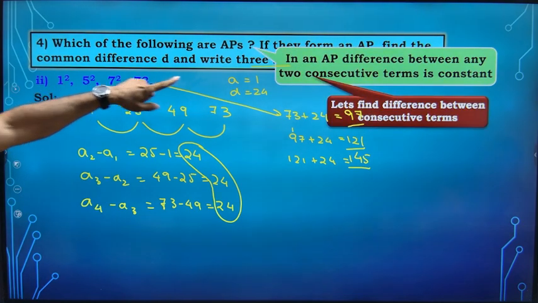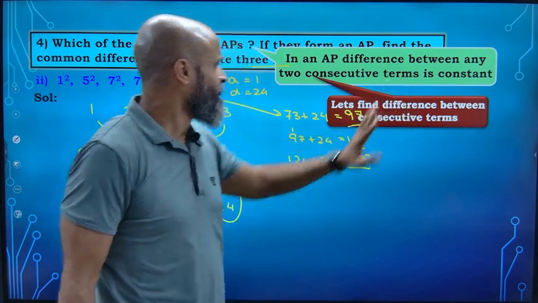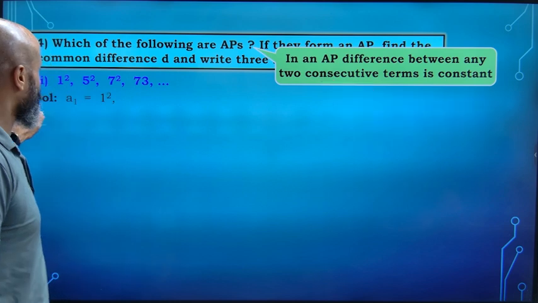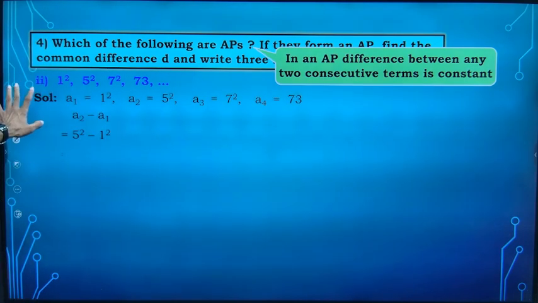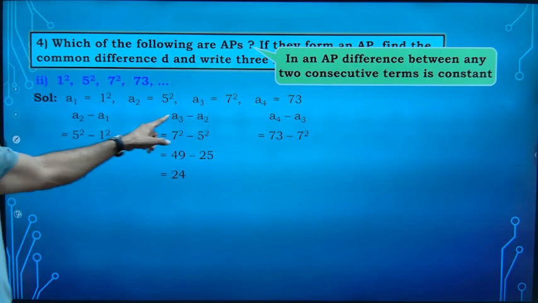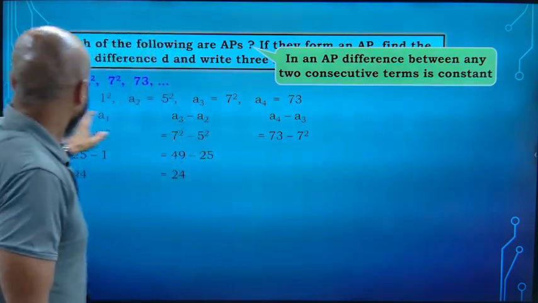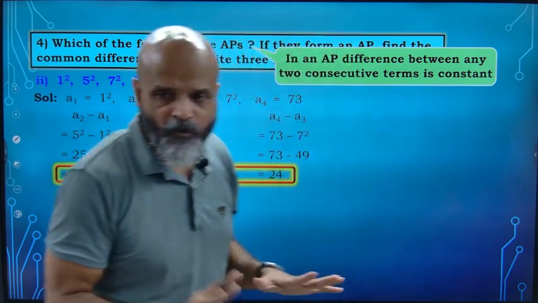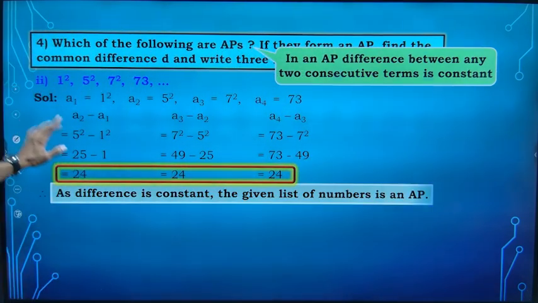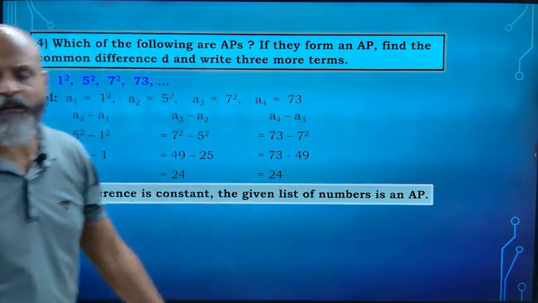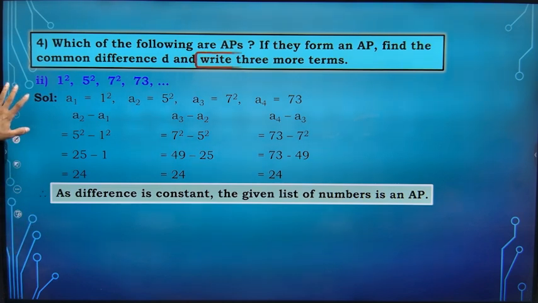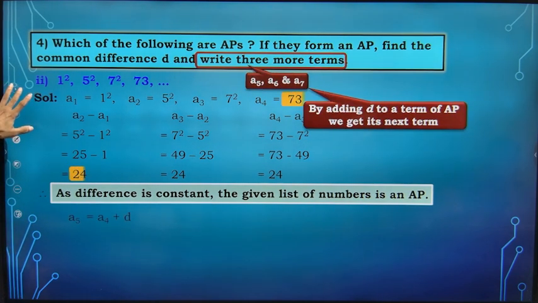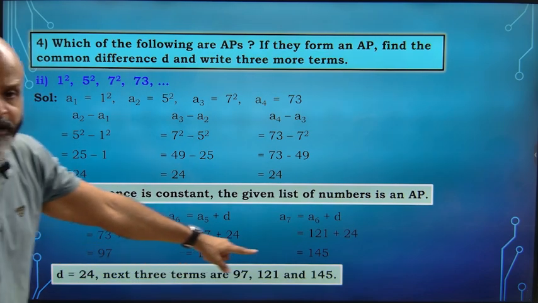So in an AP, the difference between any 2 consecutive terms is constant. Let's find the difference between the 2 consecutive terms. First of all, we will write it out. 1 square, 5 square, that is 24. A2 minus A1 is giving you 24. A3 minus A2 is also giving you 24. And finally, A4 minus A3 is also giving you 24. So all these have a common difference of 24. So is this an AP? The answer is yes. As the difference is constant, the given list of numbers is an AP. Write 3 more terms. So obviously what we will do is 97, then we have 121, and then we have 145. So these are the 3 more terms of the AP.